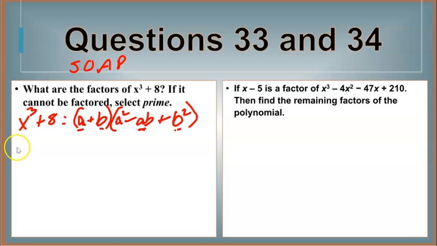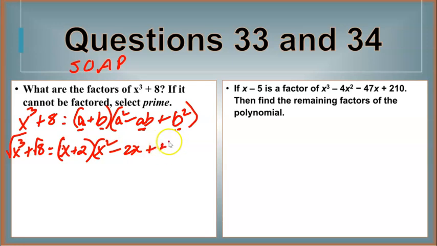So if I find the cube root of both of these, I would now have x plus 2, and then if I square the x, I get x squared, opposite sign, so minus, 2 times x is 2x, and then square the last term, but it's always positive, so that's going to be 4. So these would be my two factors. I can't factor x squared minus 2x plus 4 any further than that. So those would be my factors.